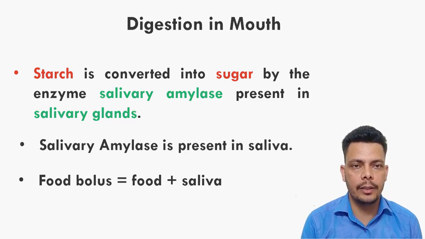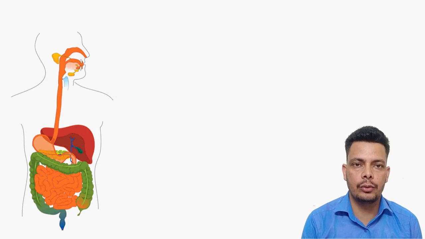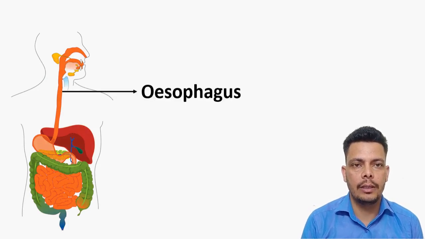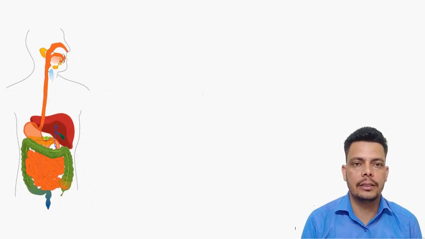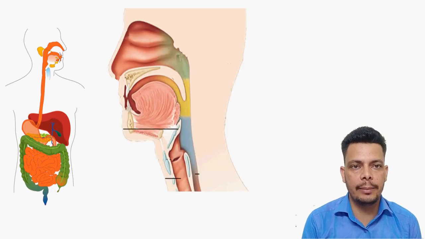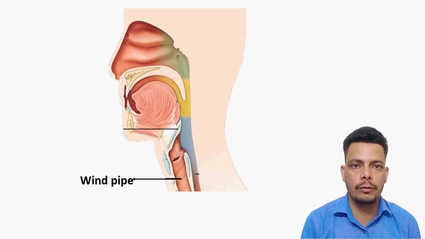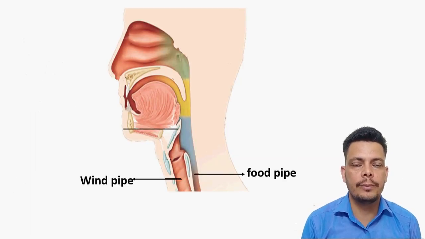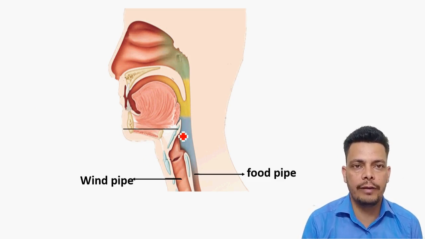The esophagus is a long pipe which takes the food from the mouth to the stomach. But there is a problem: there are two pipes. One is the windpipe and the second is the esophagus, or food pipe. The food must go into the food pipe. It should not go into the windpipe. So there is a system which stops or directs the food to go into the esophagus.